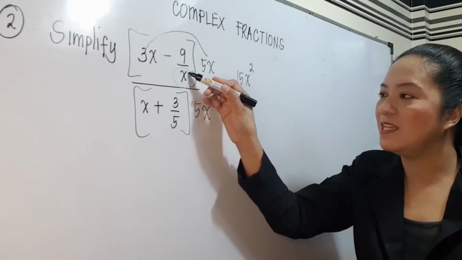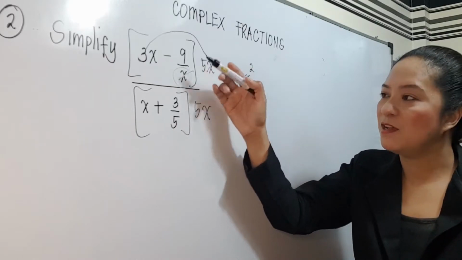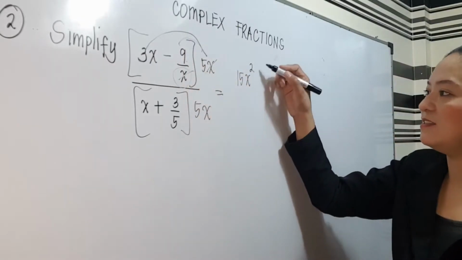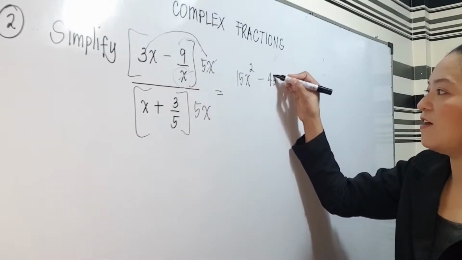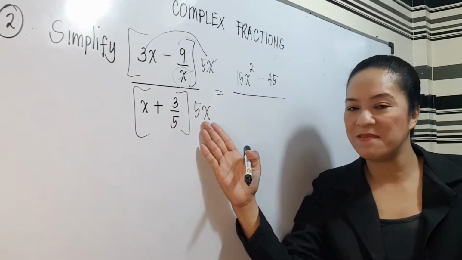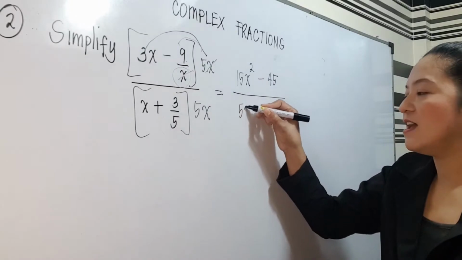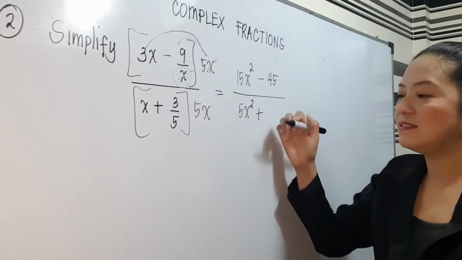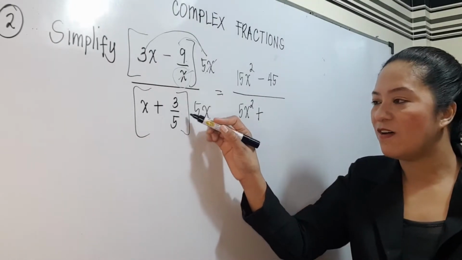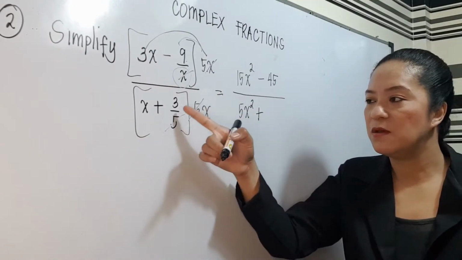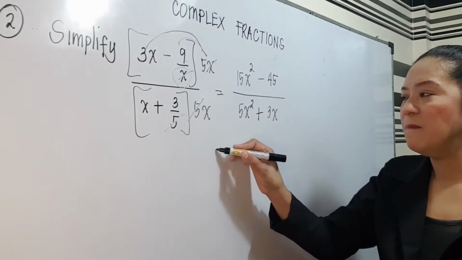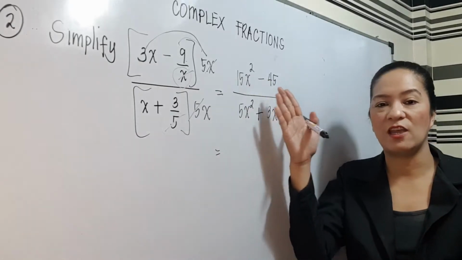What about 9 over x multiplied by 5x? So we simply cancel x and x here. So we have 9 times 5. That is 45. Over, we have x times 5x is 5x squared plus 3 over 5 multiplied by 5x. So 5 and 5 are cancelled. So 3 times x is 3x.